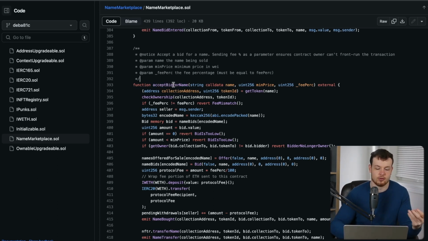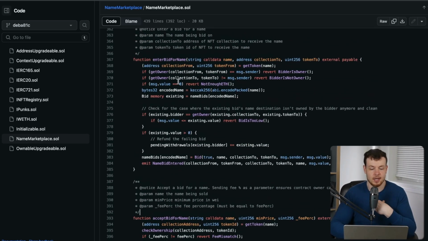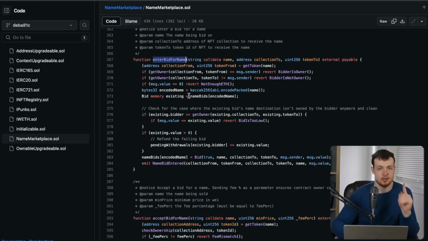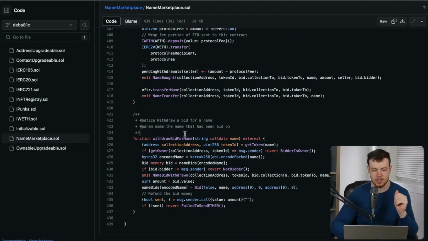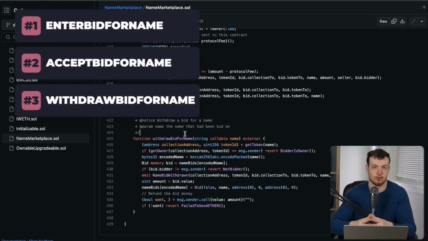And if I want to accept the bid, I, as the owner of the NFT, will call accept bid for name. And then if I'm going to be bidding on a name, an NFT, I can enter bid for name, but I can also withdraw bid for name. Okay, so those are the 3 functions we want to look at here.